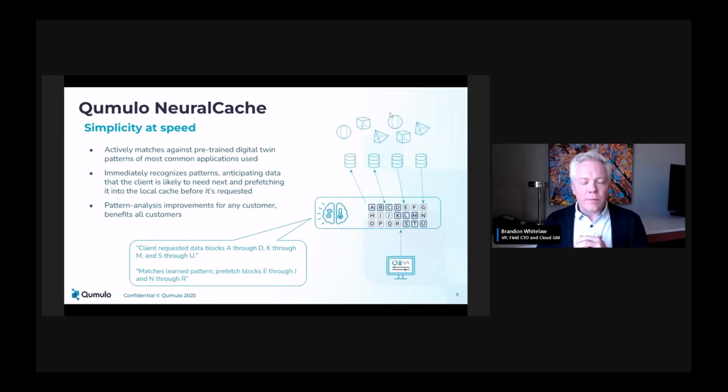So next, we're going to talk about how it does this. The simplicity at speed comes from actively matching against pre-trained digital twin patterns of the most common applications our customers use, in combination with all the other years of training we have built into the system. This allows the system to automatically recognize patterns, anticipate the data the client is going to need next, and prefetch that into the local cache before it's requested. So this is not your typical most-recently-read or written data type of caching system you see in most file systems out there today.